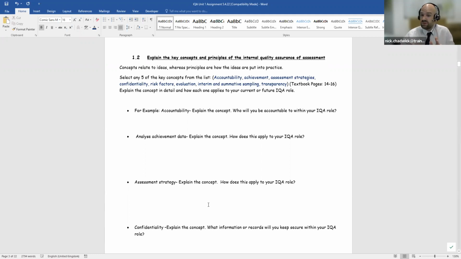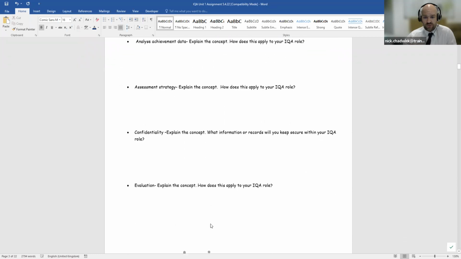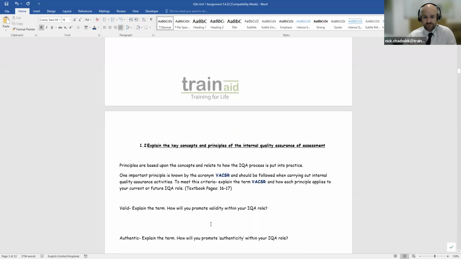But what I'd like for you to do, once again, is to pick out any 5 and just explain each, so typically 3 to 4 lines on each one. And I would like for you to give us an idea of how each applies to your current or future IQA role there.